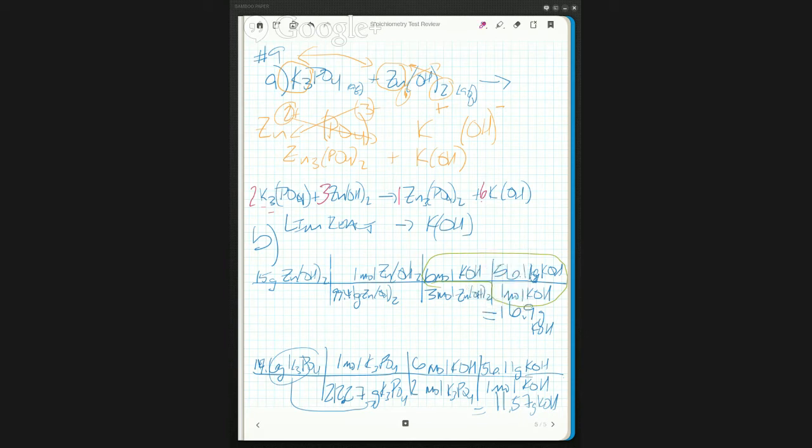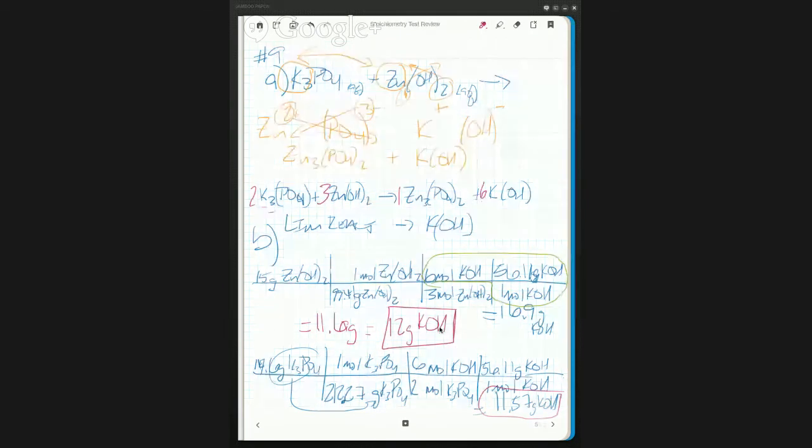I'll use my red again. This is the smaller number. And so the correct answer should be 11 point, well, the answer says 11.6. Technically though, I'm sorry, I shouldn't have made it that simple. What it should have been based upon sig figs, the correct answer should have been 12 grams of KOH. There we go. And so that means that my limiting reactant is the K3PO4.